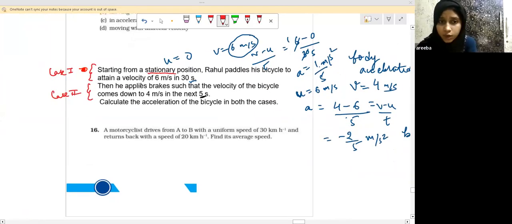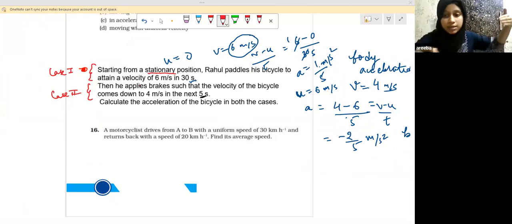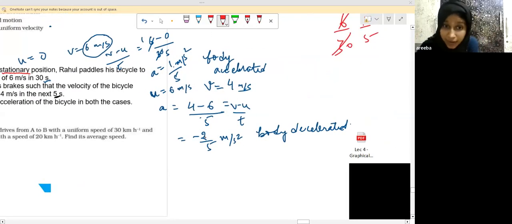Try for case 2. What was the problem in case 2? The V for case 1 becomes U for case 2, because it was the same velocity going through. Then its speed will come down. So it will become 4 minus 6 by 5, so minus 2 by 5. Do not forget to write the sign.